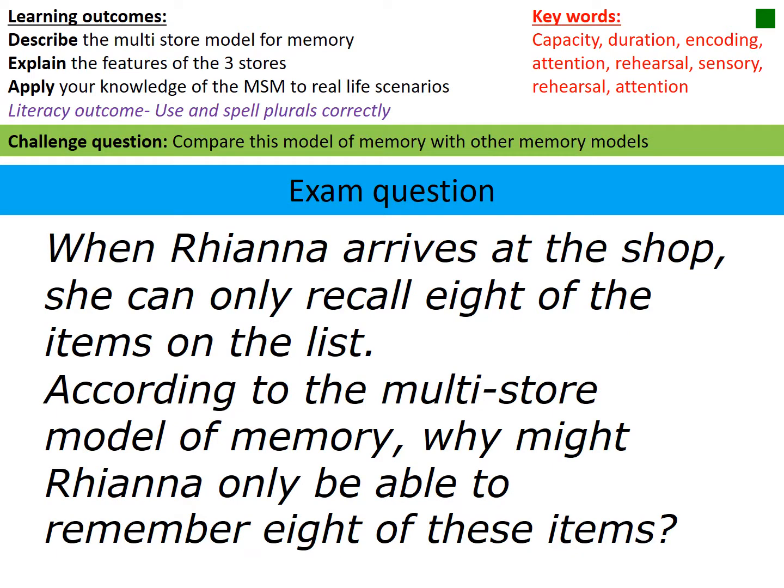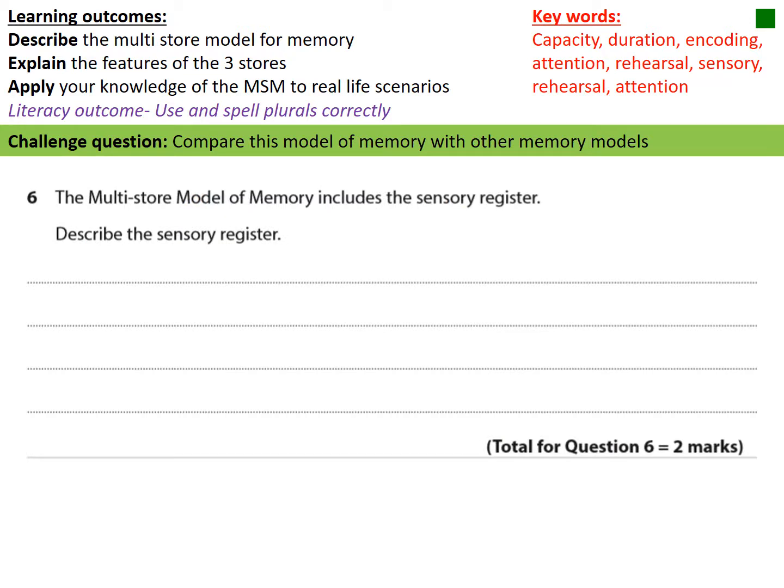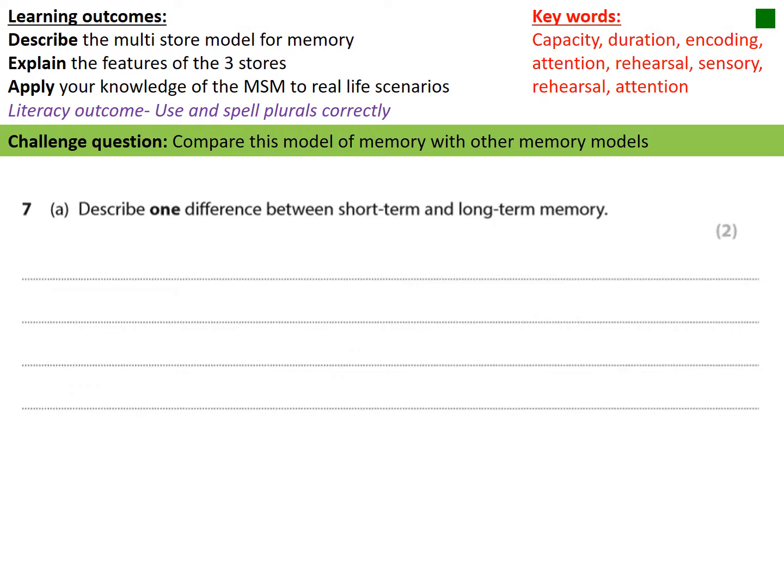There's an exam question on the board if you want to pause and have a practice at what a question like this might require you to do in terms of applying your understanding of the multi-store model. Another one here for describing, so this is just an AO1 question. Another question here, quite straightforward, about a difference between short-term and long-term memory. So again, on this one, you can talk about differences within duration, capacity, or encoding.